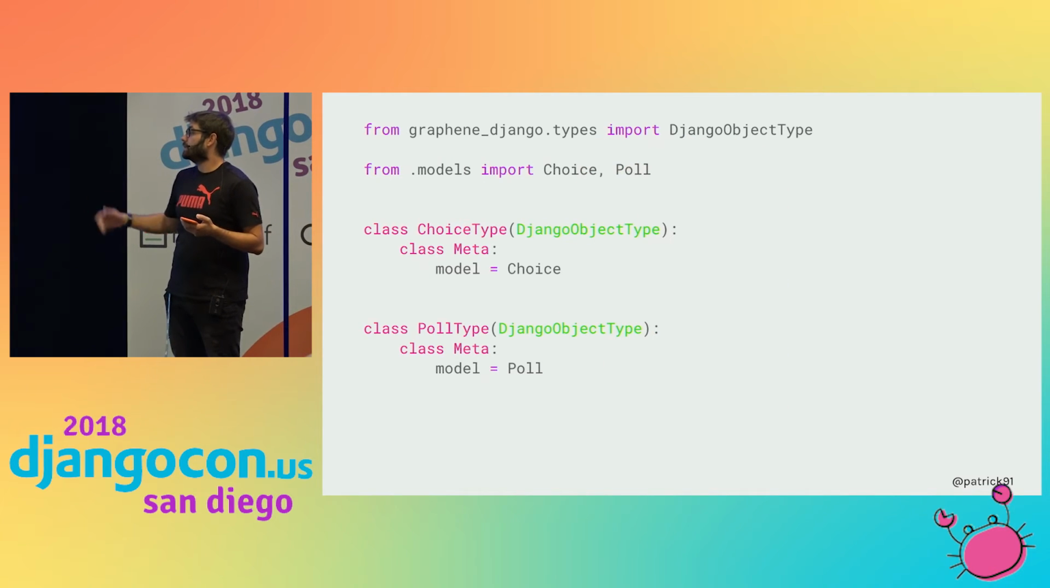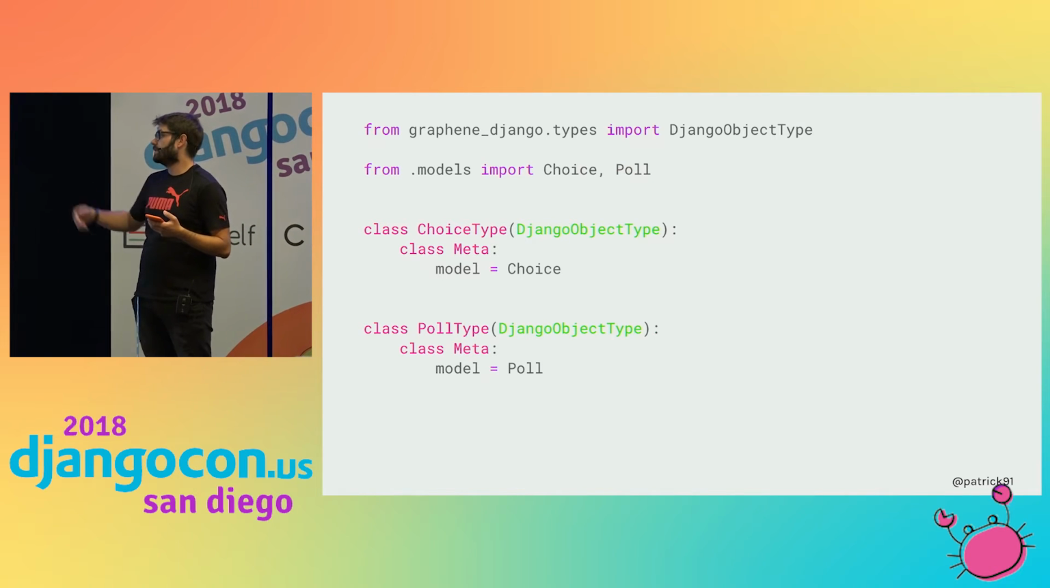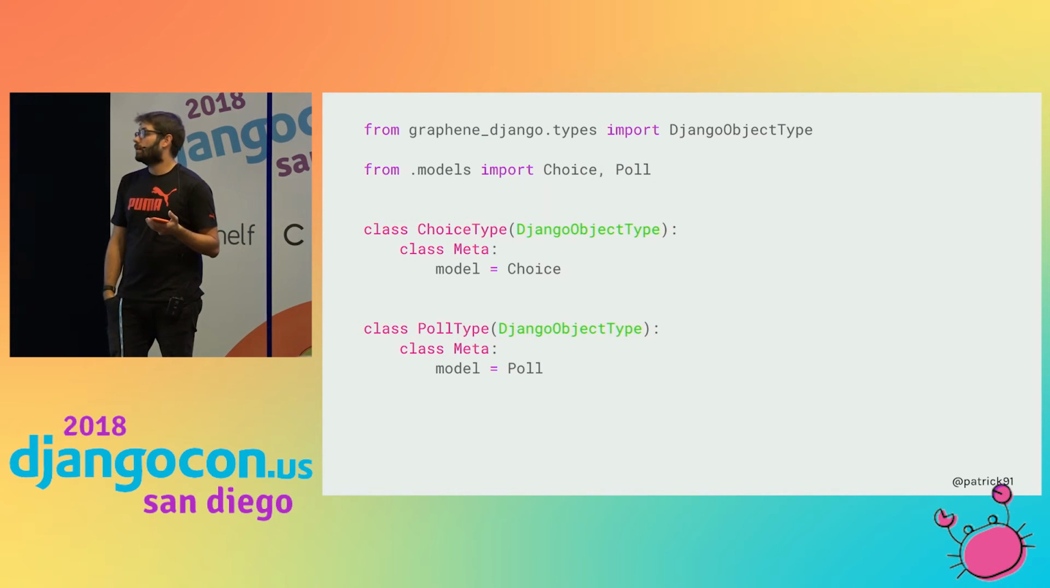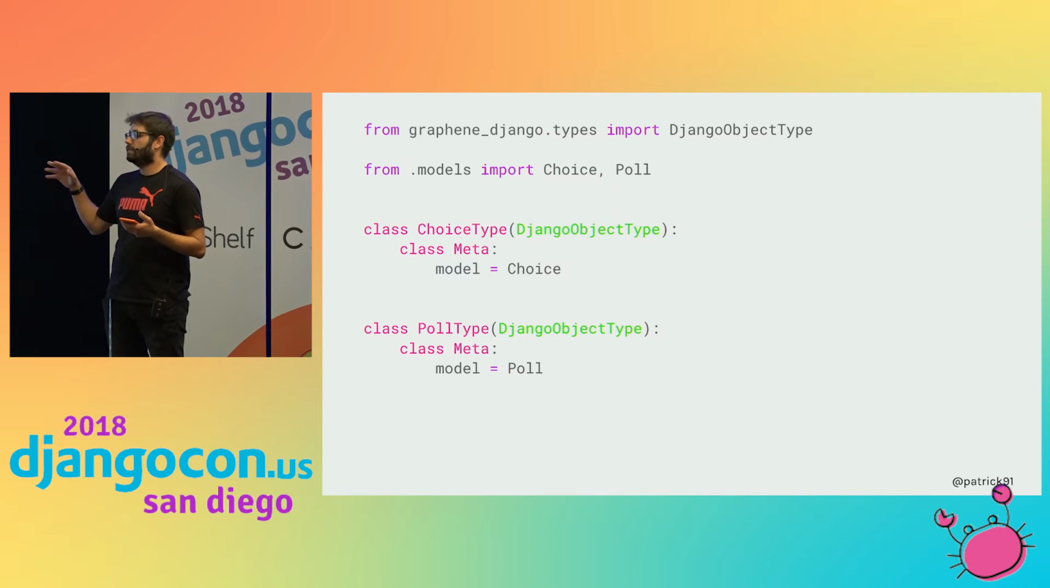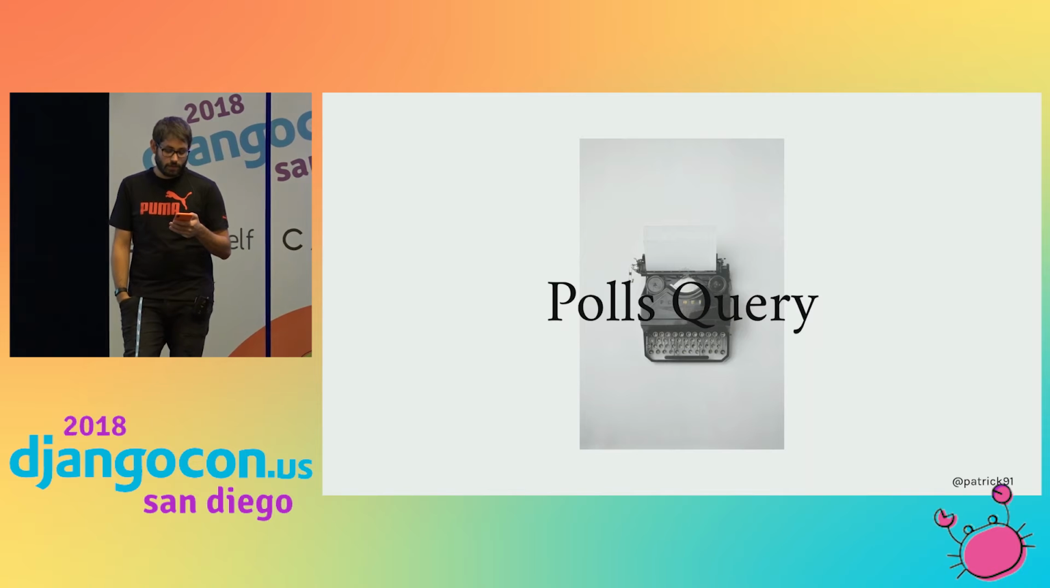So using DjangoObjectType, it's quite easy to create those types, because it's basically up to this base class to create all the fields that are needed for the models. You can also extend with additional fields and additional resolvers if you need to.